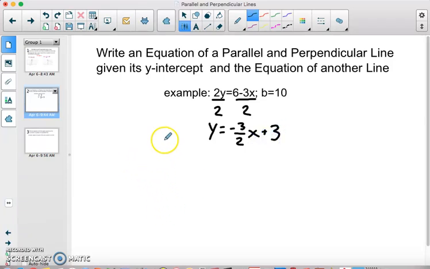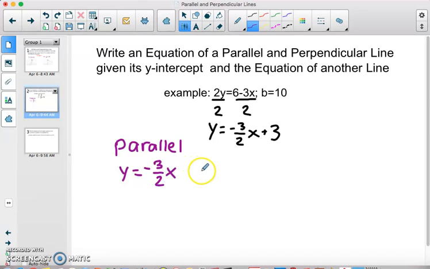And now let's start with a parallel line first. So start out with our y equals, and we need the same slope, so negative 3 over 2x, and a different y-intercept. In this case, it gives us the y-intercept of 10, so just plus 10. And then we need a perpendicular line.